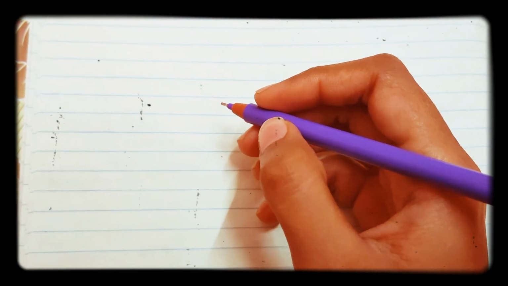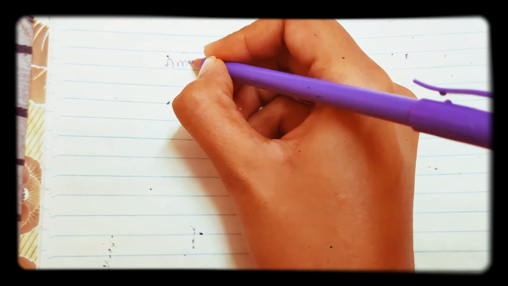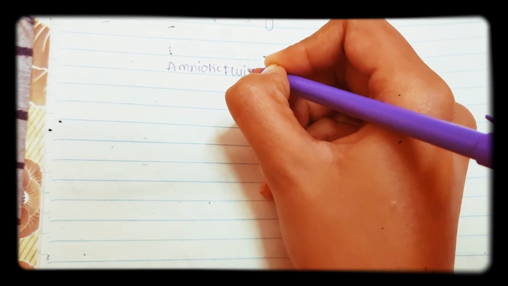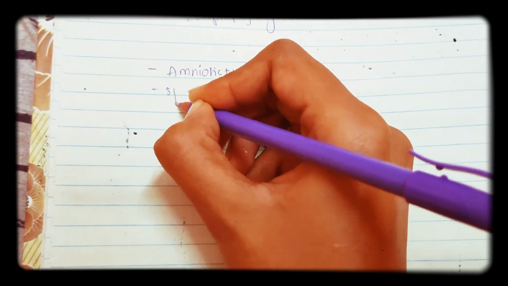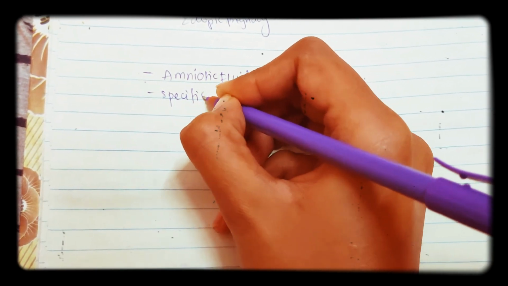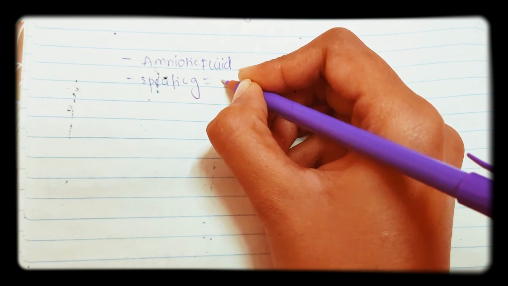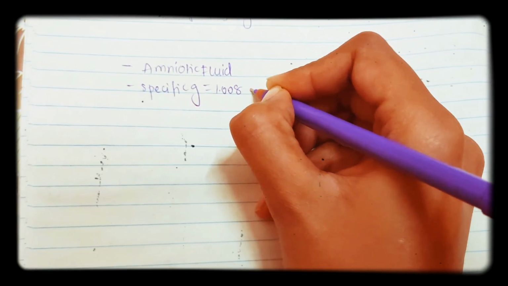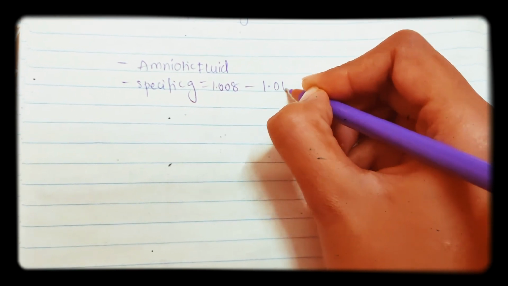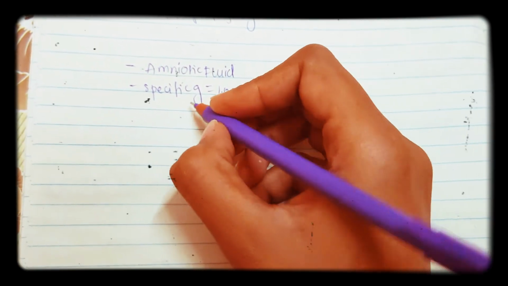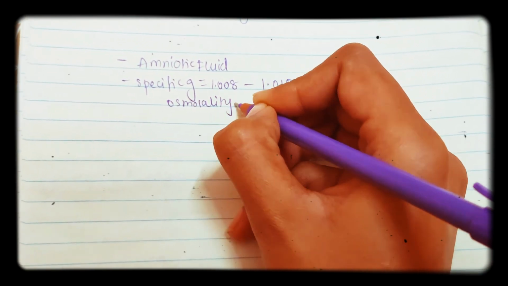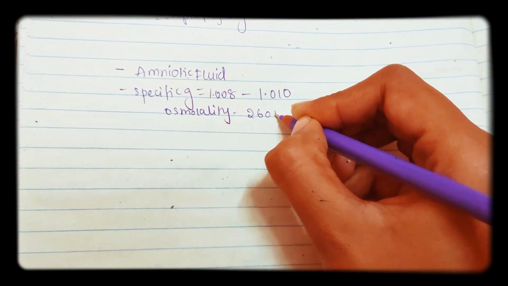In this video we are going to discuss the basics of amniotic fluid. So if you see the amniotic fluid, the specific gravity of amniotic fluid is equal to 1.0008 to 1.0110, and if you see the osmolality of the amniotic fluid, it is equal to 260 milliosmoles.